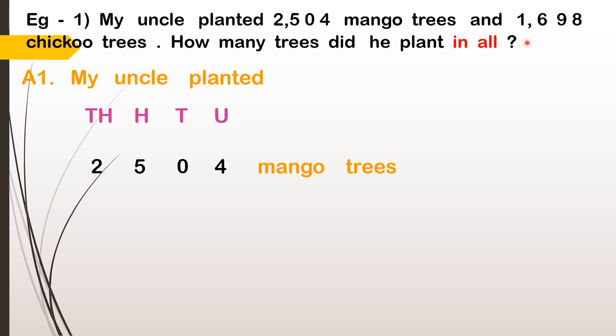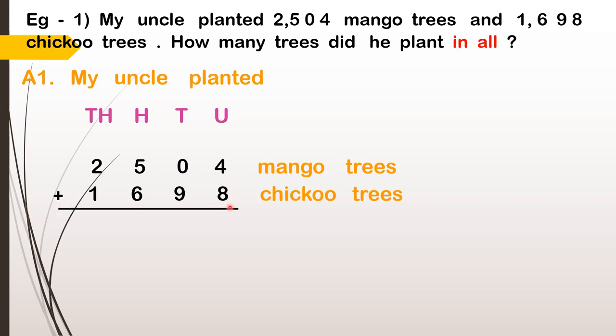And what is the second tree that he planted? Yes, chiku. So I will write 1,698 chiku trees. Now what method did the teacher tell you? You have the word in all. So I will add. So let me add them.